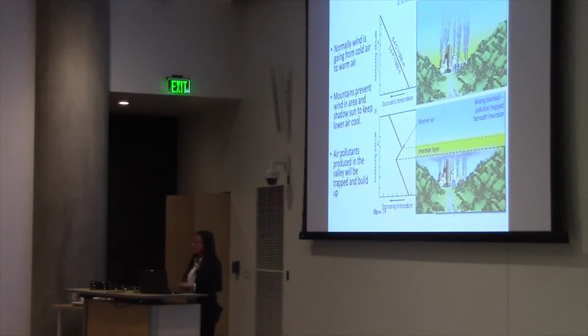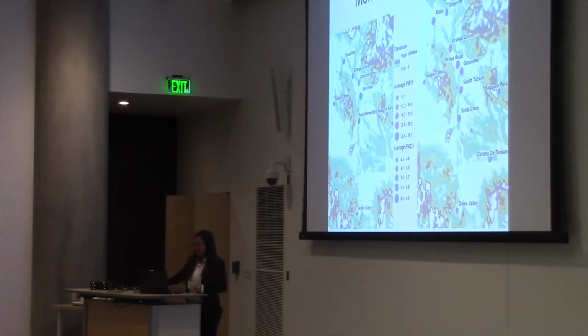Tucson's location commonly has temperature inversion happen. Normally, wind goes from cold air to warm air. In the Tucson Basin, mountains stop wind and shadow the sun to keep the lower air cool. Therefore, air pollutants produced in the valley will be trapped and built up. By observing average annual particulate matter concentration for each monitoring site and the site's location, temperature inversion does have an influence on air pollution in Tucson.